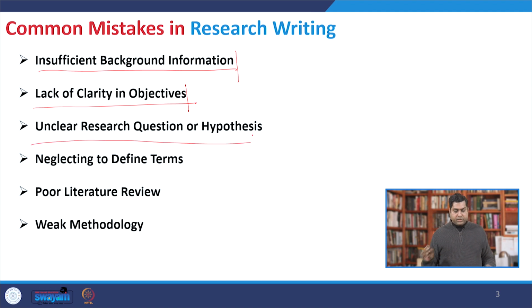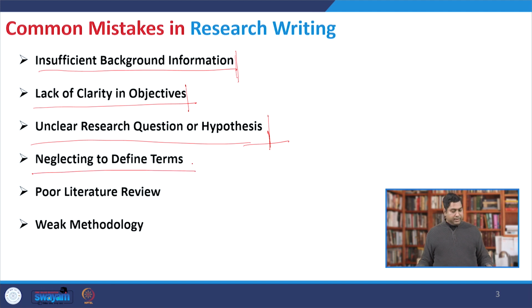Unclear research questions or hypothesis. The objective is not clear, or even if your paper states some sort of hypothesis, that is also not clear, or what questions you are going to answer is not clear. This is because the research gap, the background information, the research questions, and the hypothesis are all interlinked. If there is a lack, then that is also some sort of mistake in the writing.